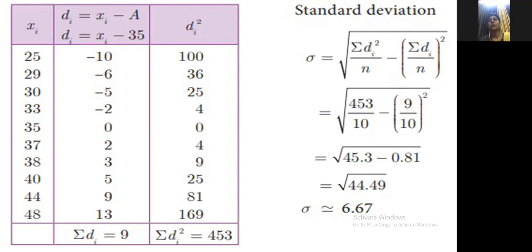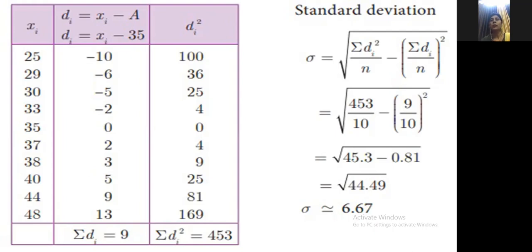We divide that by the number of observations. So we put in the values, that is 453 divided by 10 minus 9 by 10 whole square. On subtracting these two values, that is 45.3 minus 0.81, we get 44.49. And the approximate value of the standard deviation we get is 6.67. That is the standard deviation of the given data.